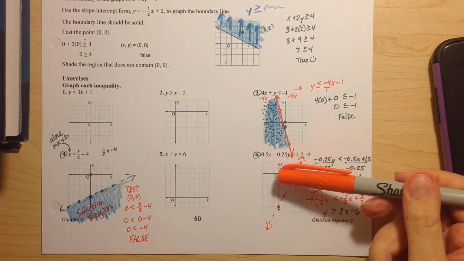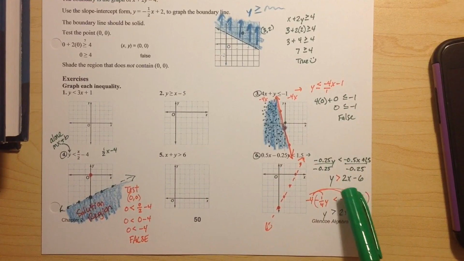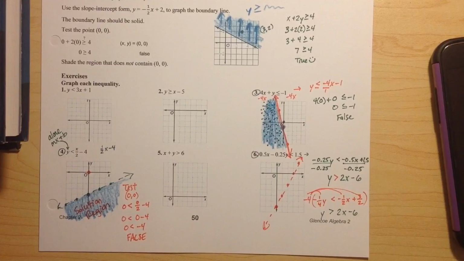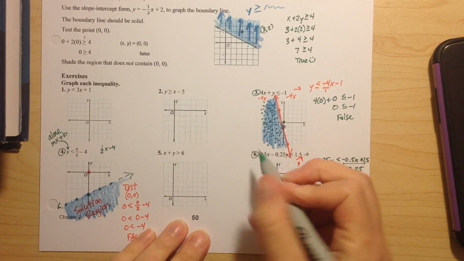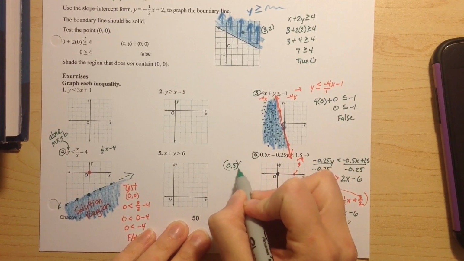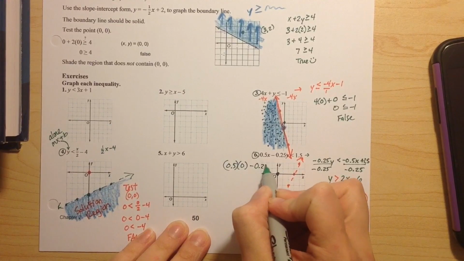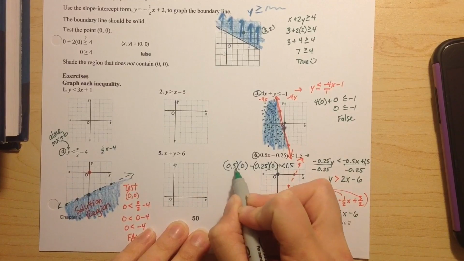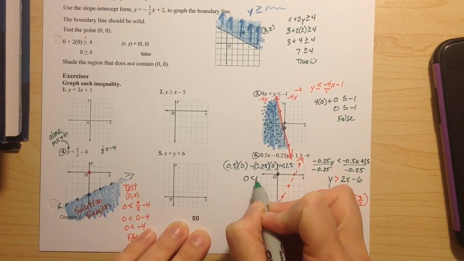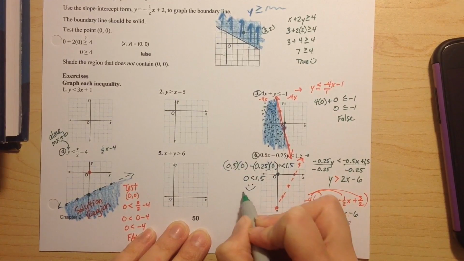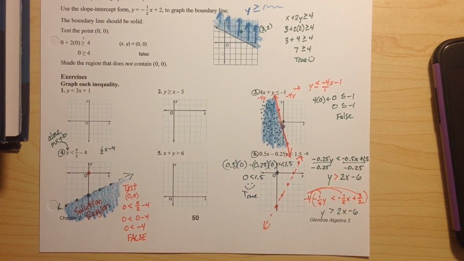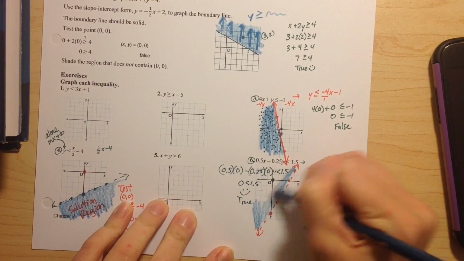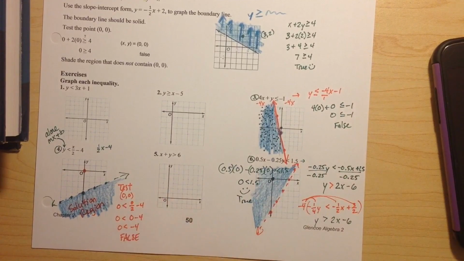A good point to test again would be 0, 0. And don't forget, we flopped the sign here, so I'm thinking it's greater than, I'm thinking it's above. So let's test 0, 0. I'm going to have 0.5 times 0 minus 0.25 times 0 should be less than 1.5. Well, everything over here just cancels to 0, which is less than 1.5, so that's true. So my solution region is everything over here on that side of the graph.